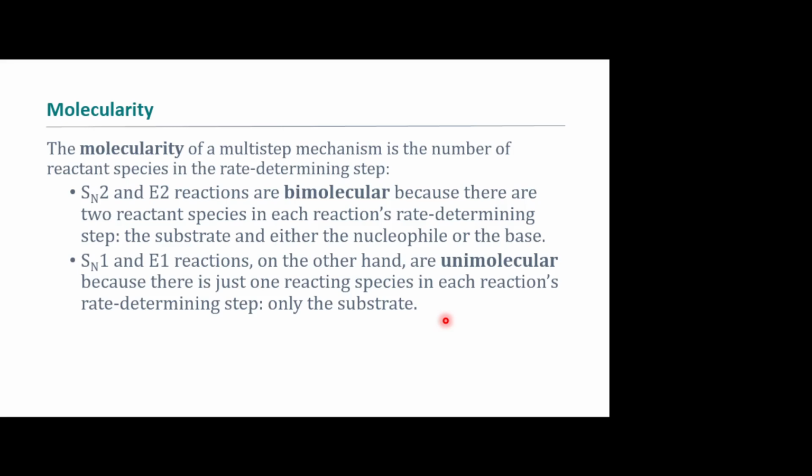All right, so molecularity. The molecularity of a multi-step mechanism is going to be the number of reactant species in that rate determining step. That's actually what ends up giving you your orders. Though for these, it's so far been very easy because it's the first step. And so your reactants end up giving you molecularity.